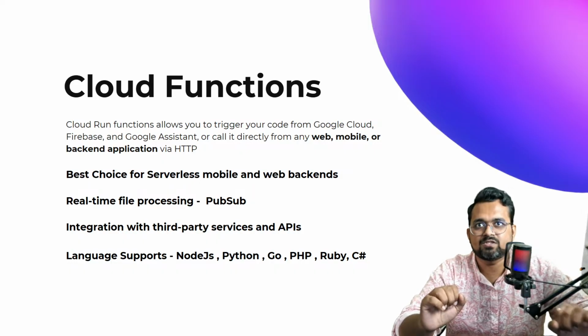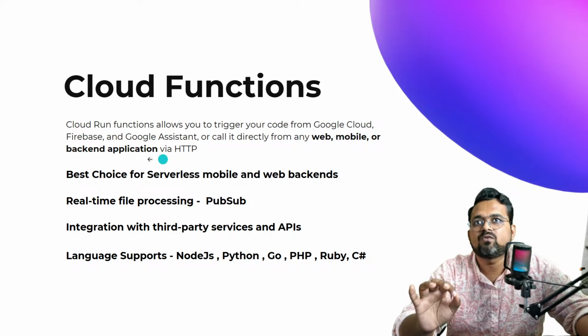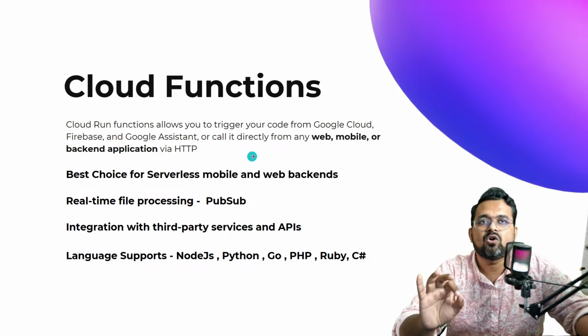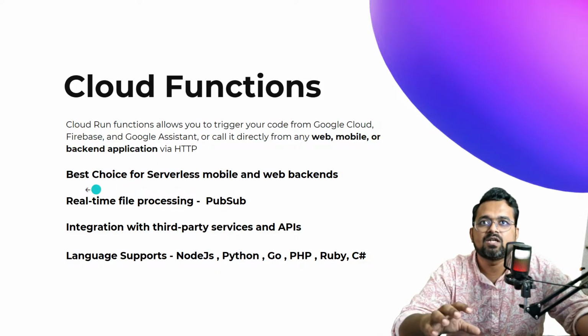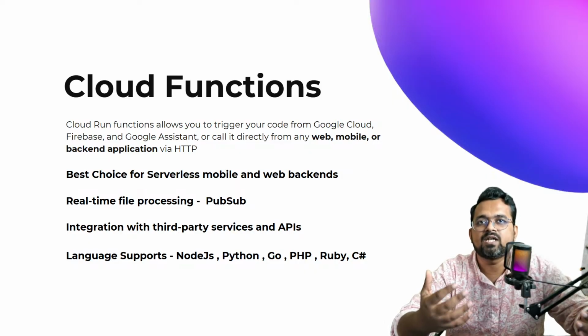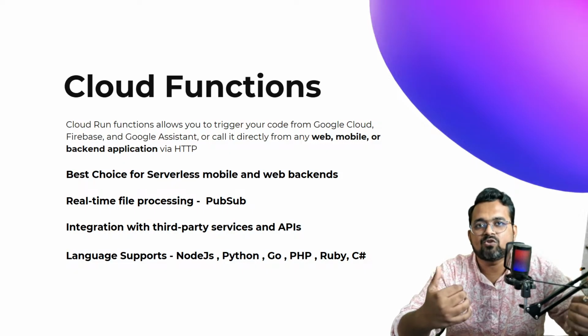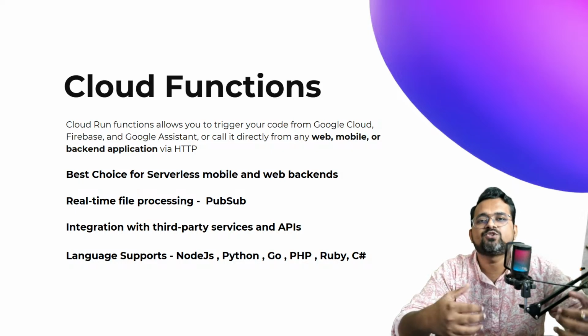A few things about Cloud Functions that I already told. Cloud Functions allow you to trigger your code from Google Cloud, Firebase, and Google Assistant, or call it directly from mobile, web, or backend applications via HTTP. That means it will give you an HTTP response, or you can call it from anywhere. It's the best choice for serverless mobile and web backends. I have already explained how backend dependency is reduced, and as a front-end developer you can create your own APIs, publish your own mobile application or web apps, and make payments and in-app purchases, publish your own idea.